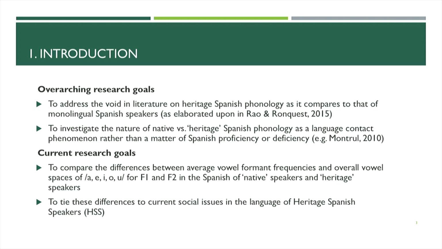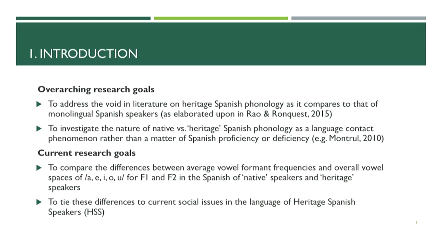For this talk, one of our broader goals is to address the void in literature on heritage Spanish phonology as it compares to that of monolingual Spanish speakers, which Rao and Ronquest identified as unexplored in several different realms in their paper. But also we want to investigate the nature of native versus heritage phonology as a language contact phenomenon rather than as a matter of Spanish proficiency or deficiency, which could be presumed controversial. For the most part, we are identifying these as differences and what their social impacts can be rather than saying that it's a deficiency. Because for the most part, heritage Spanish phonology has been identified as one of the least targetable elements of their language, at least in the classroom.